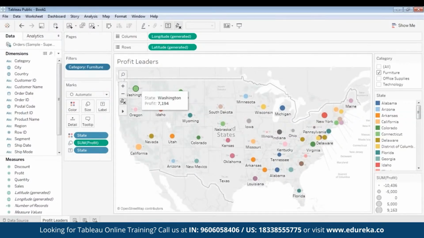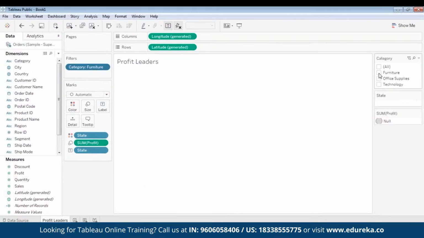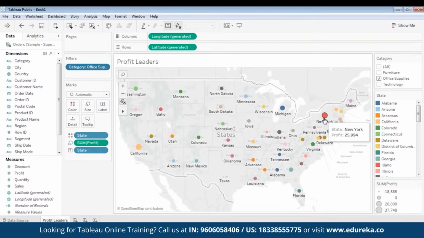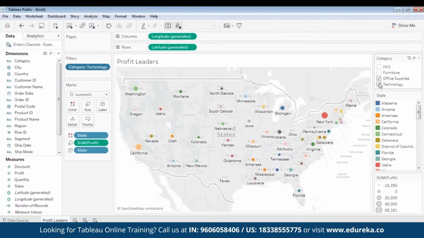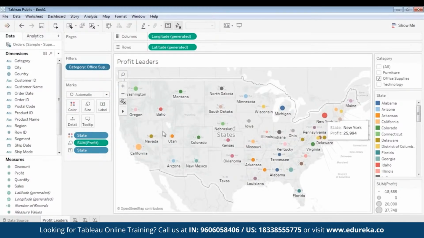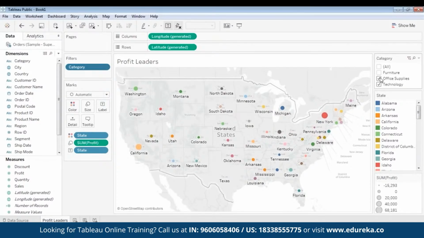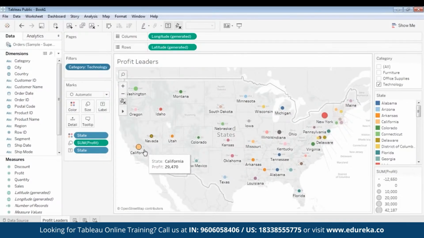So in furniture it's different, right? $7,194 profit. Okay, California is 9,000 something, New York is 5,000 something. If I go to office supplies, okay, 25,000 something, 37,000 something. That means office supplies is generating more revenue. You can clearly see that, right? More profits. Technology, okay, in technology you can see New York is bigger than California. If we go back, in office supplies New York is smaller than California, but in technology New York is the bigger one, right?